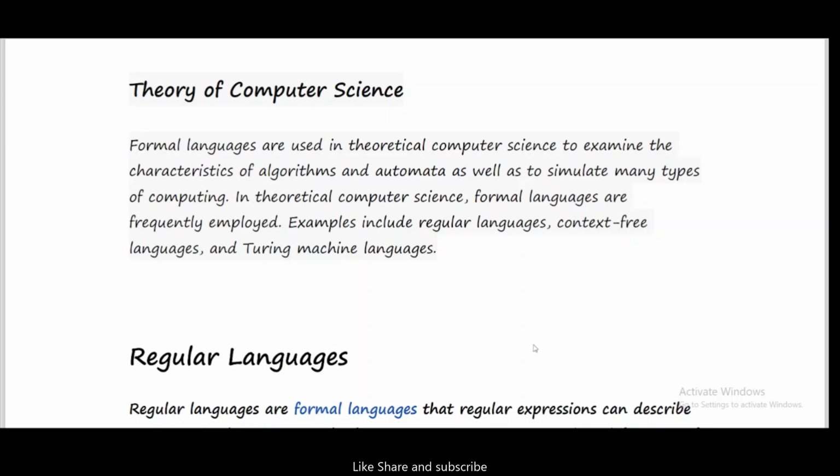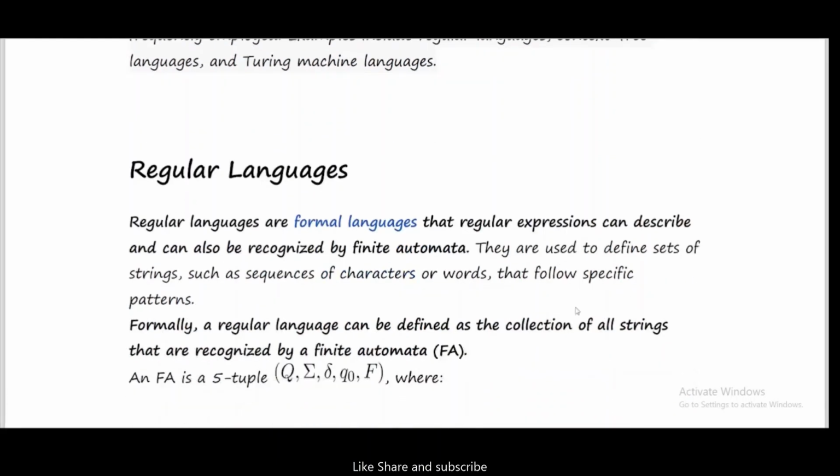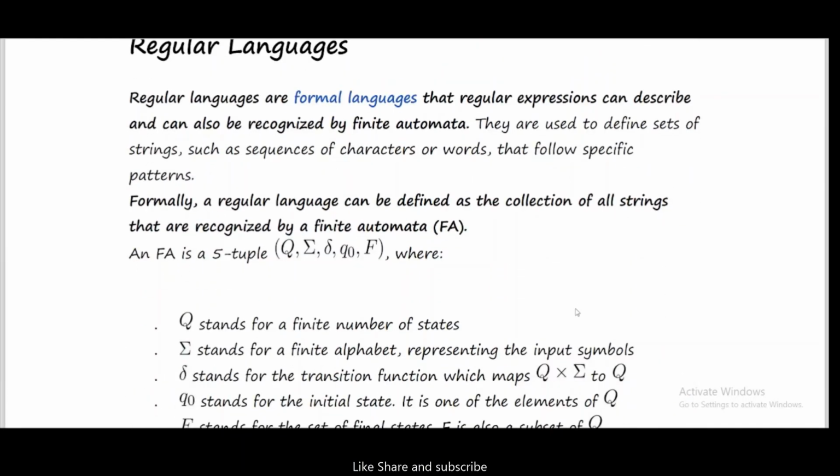So let us start with regular languages. What are regular languages? We have just seen that in theoretical computer science, we need formal languages. Regular languages are formal languages that a regular expression can describe and that can also be recognized by finite automata. What is this finite automata? We'll see that now. For right now, understand that it is a machine.